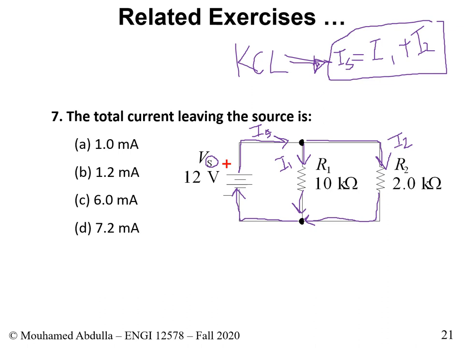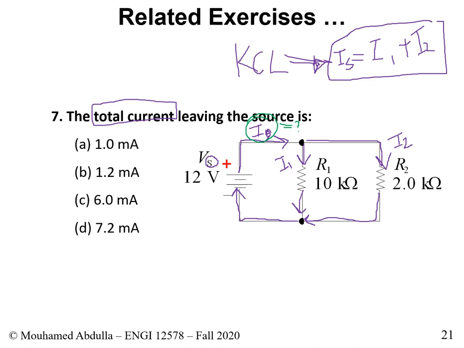And we're asking ourselves, what is the total current leaving the source? So total current leaving the source is really this IS that we're asking about. We want to know what this value is. Well, this is what we're looking for, okay? So one way to do this, and perhaps the smartest way, would be to find the total resistance, build an equivalent circuit, and then figure out the rest.